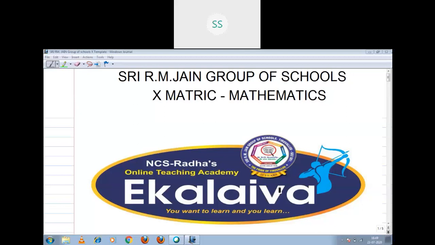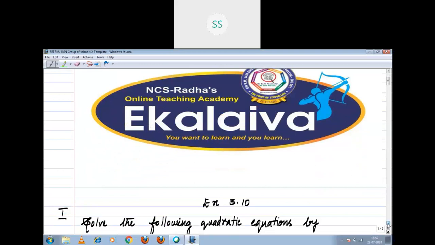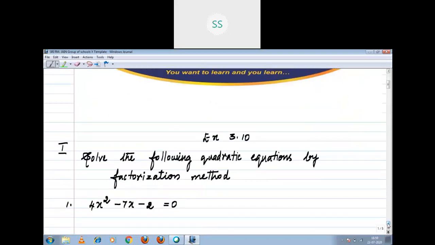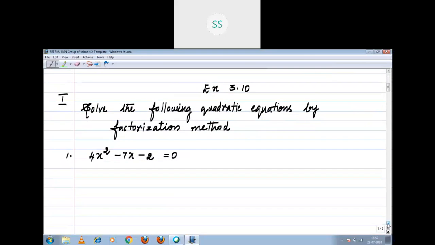Today I am going to discuss exercise 3.10, how to factorize the quadratic equation. The exercise 3.10 first question. You see children, listen carefully. Everyone, you have to be attentive. Solve the following quadratic equation by factorization method: 4x square minus 7x minus 2 equal to 0. How I am going to factorize that, you have to listen carefully, right?